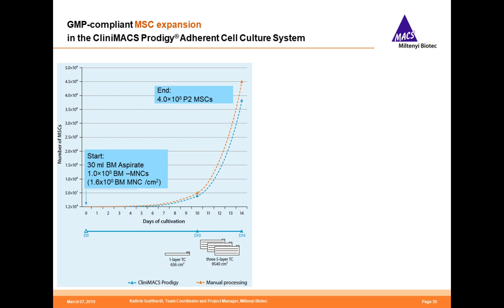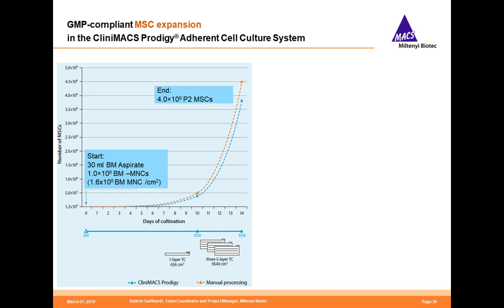So here there is a nice picture which shows the performance of our process. We started with 30 milliliters of bone marrow. The whole process can be processed with 30 up to 100 milliliters of bone marrow, but in this case we show the example of 30 milliliters. We started with the density gradient centrifugation to yield bone marrow mononuclear cells. We used the MSC-Brew GMP medium and then compared the expansion of cells with the manual process.